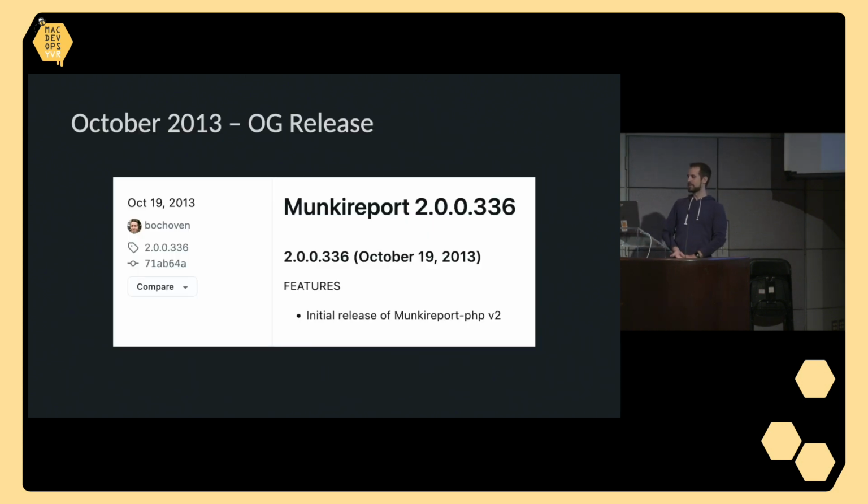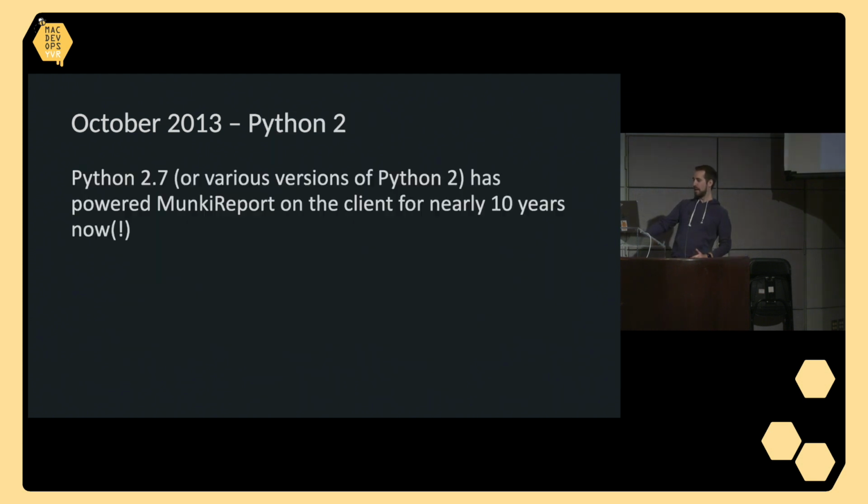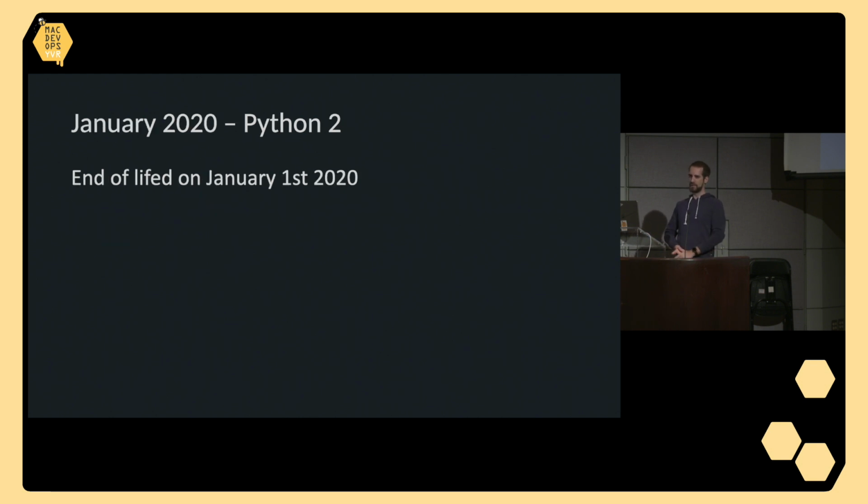So when MunkiReport was released about 10 years ago now, with version 2.0, it was powered by Python 2.7. This version worked really well for us. And then January 2020 hit when Python 2 was end-of-lifed. Okay, this is kind of bad. We should probably start thinking of moving to Python 3. Hopefully someone else will do it.